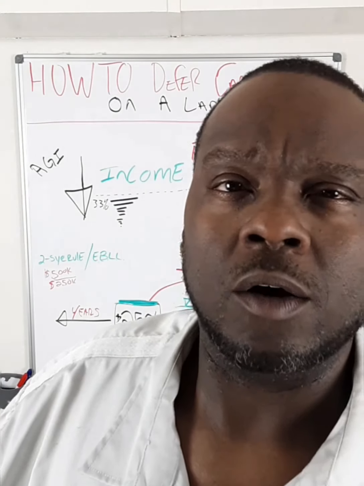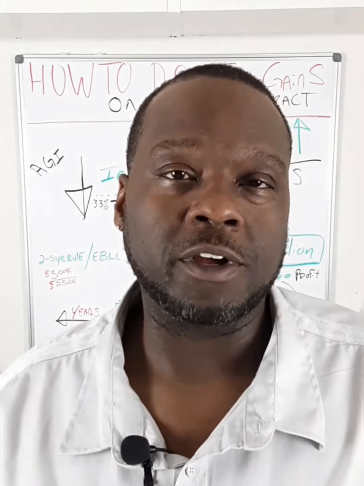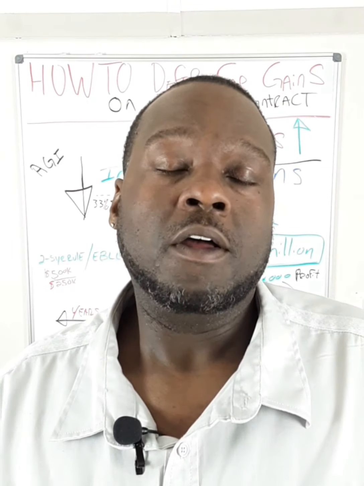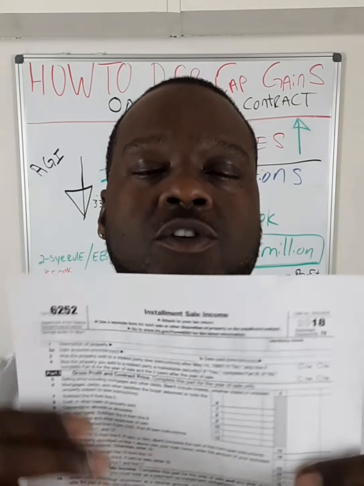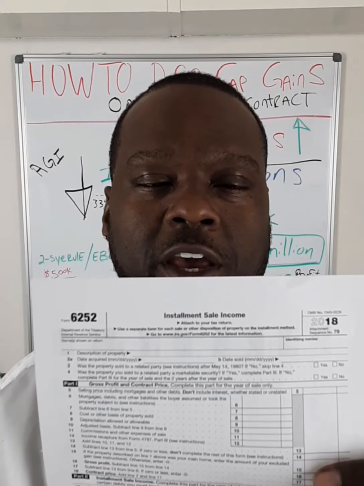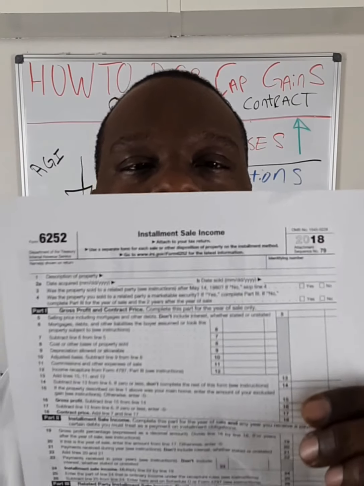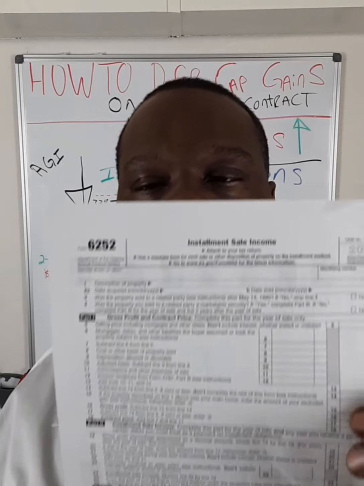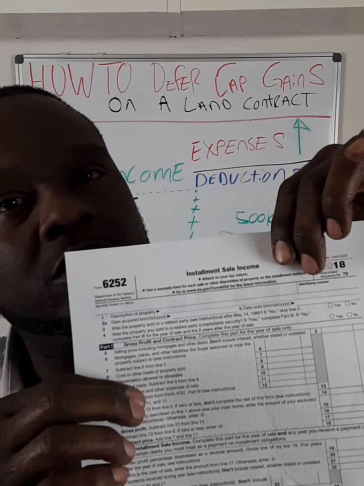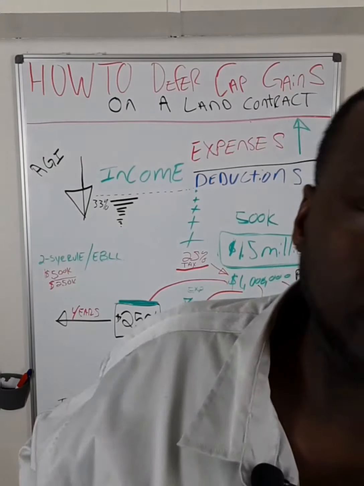One of the reasons why we like to use that strategy to buy and sell property is because we get to defer our capital gains on our sales. To even begin the process of deferring your capital gains, you start with IRS Form 6252, the installment sales income form. This form has two different methods of accounting: one is the cost method, and the other is the installment method. I'll go over both of those real quick.